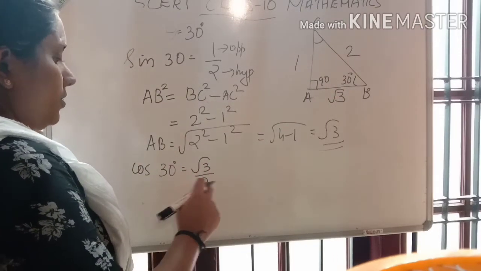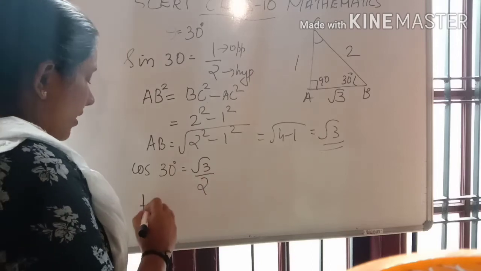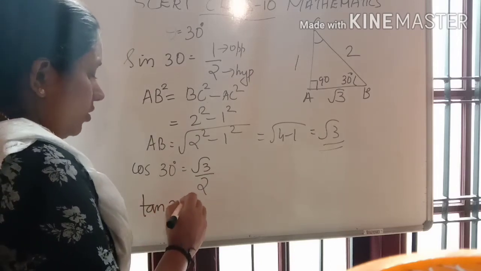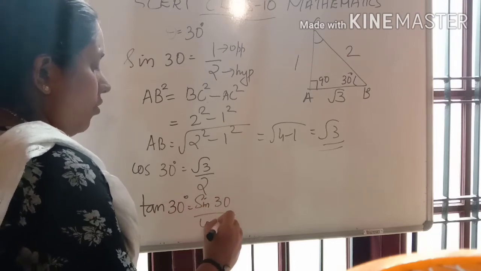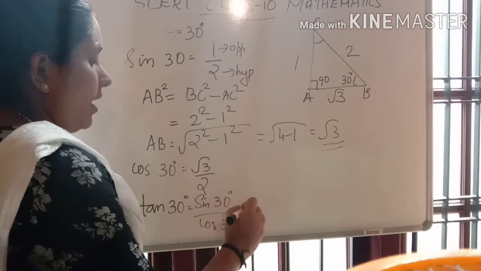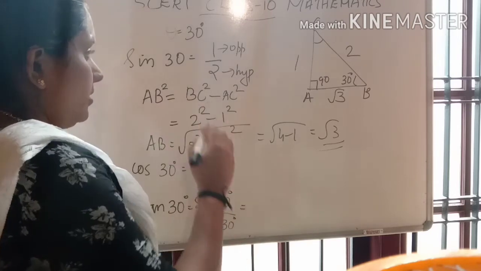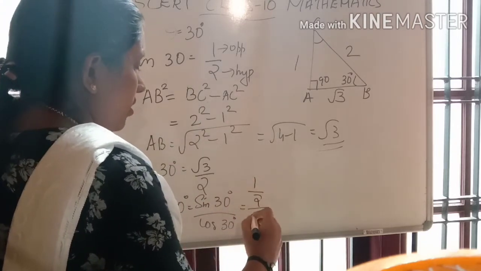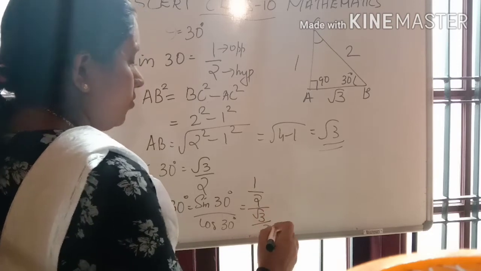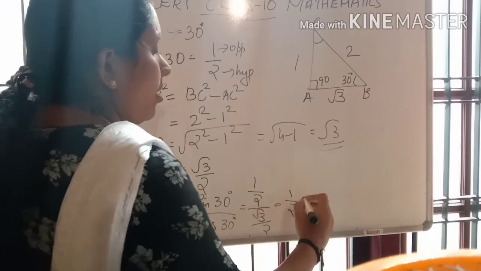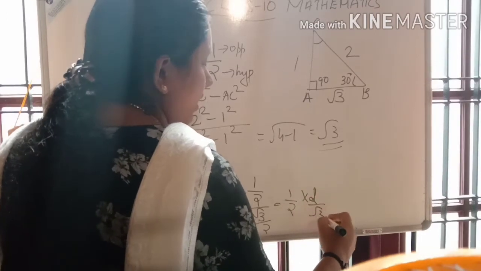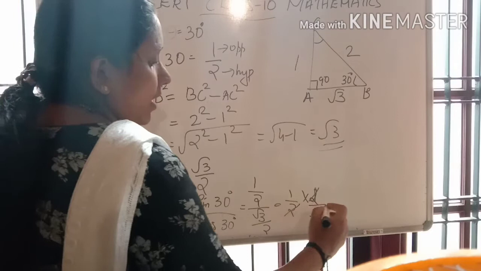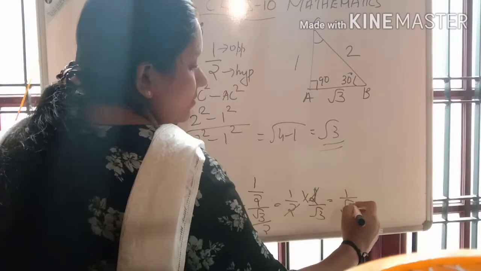Tan 30 is equal to sin 30 degree by cos 30 degree. Sin 30 is 1 by 2 and cos 30 is root 3 by 2. It will be 1 by 2 into 2 by root 3. 2 and 2 cancel. We'll get the answer as 1 by root 3. The answer of tan 30 is 1 by root 3.